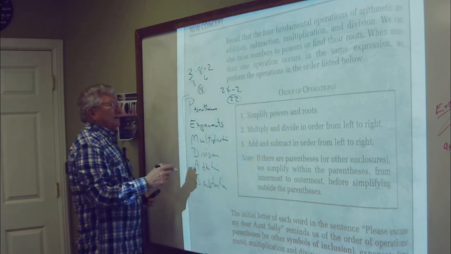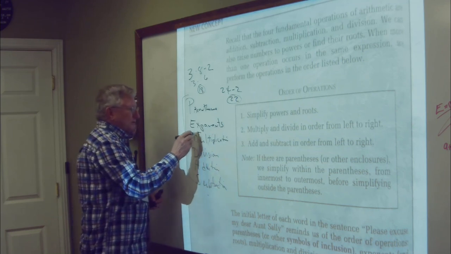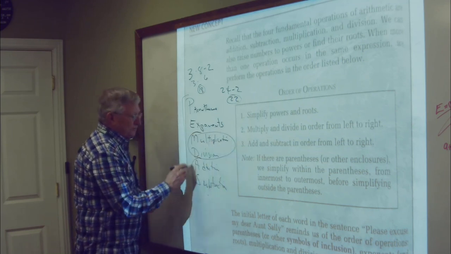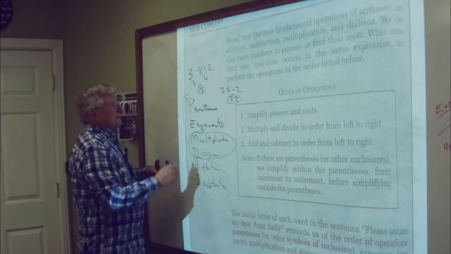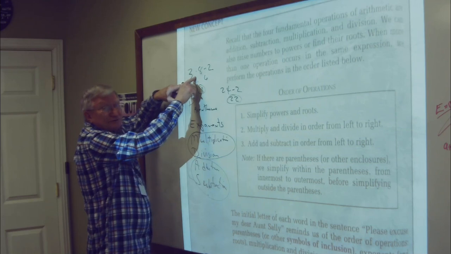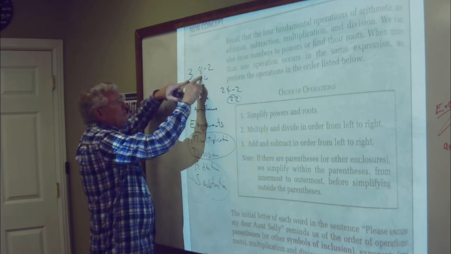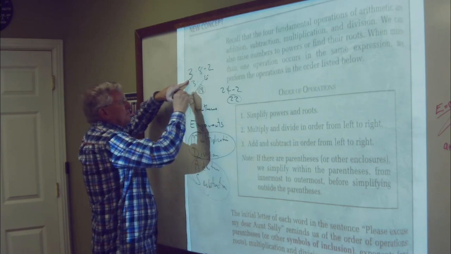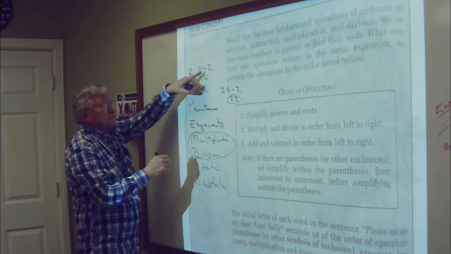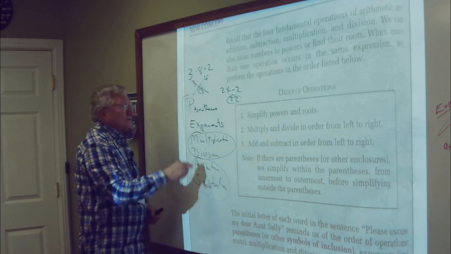And so they decided that what we'll always do, and this makes sense mathematically, is that we always do multiplication and division before we do addition and subtraction. So you do this before you do this. Even if the subtraction was first, you do the multiplication, even if it was over here. 3 times 8 is 24, and 24 minus 2 is 22. So this is incorrect. You don't do the subtraction first. That's what the order of operations tells you.